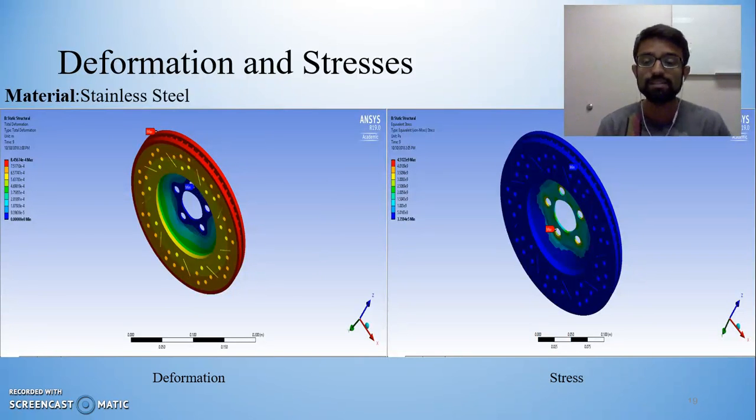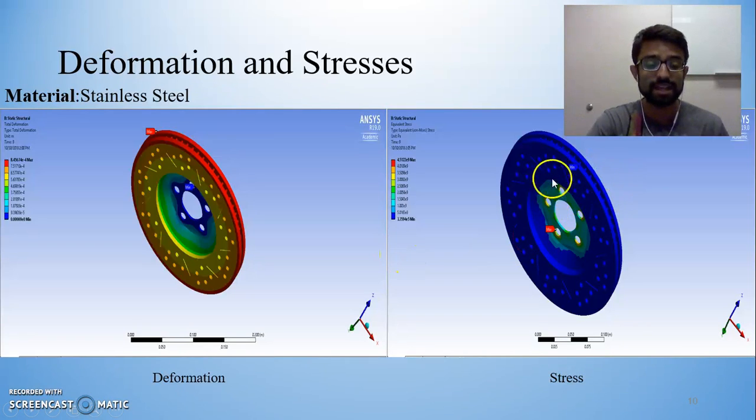Moving on, these are the deformation and stress contours that are derived from my steady state thermal and static structural analysis. As you can see over here, these are the contours for stainless steel. On the left hand side, you can see the deformation contours, and on the right hand side, you can see the stress contours. Now, it is apparent from these contours that the deformation is mostly isolated along the outer edges and it keeps reducing till it gets to the hub, whereas it's the opposite for stresses.